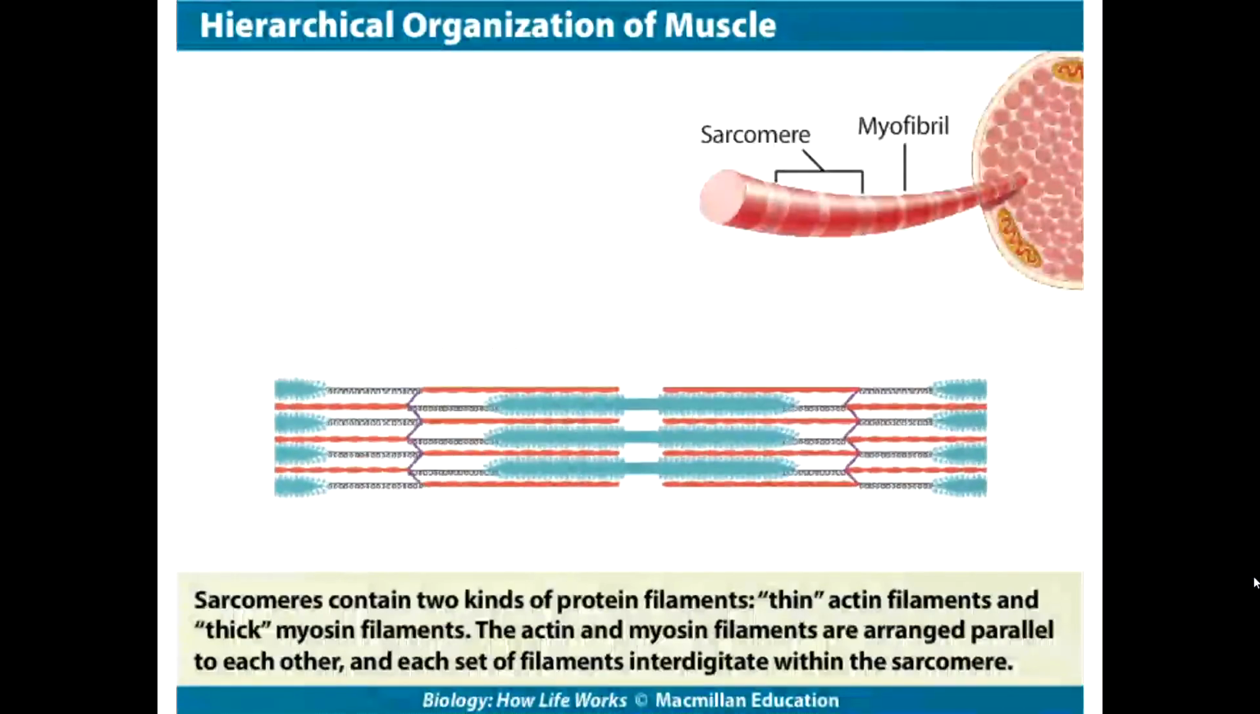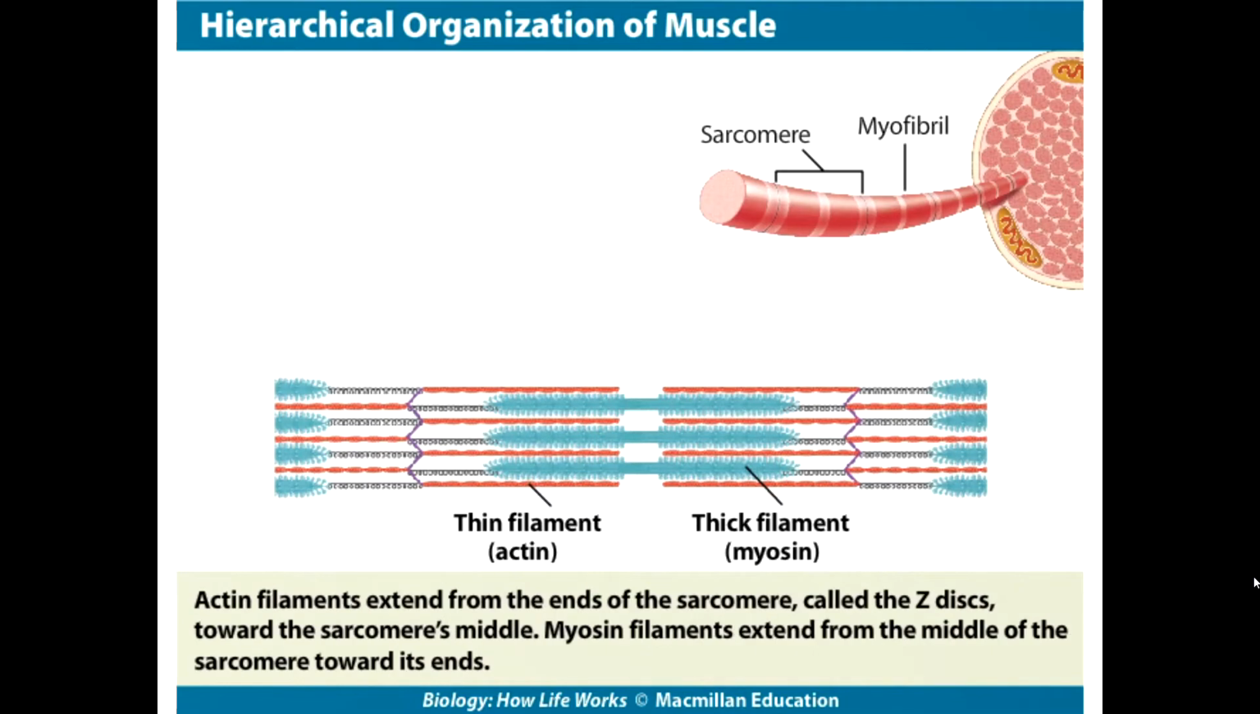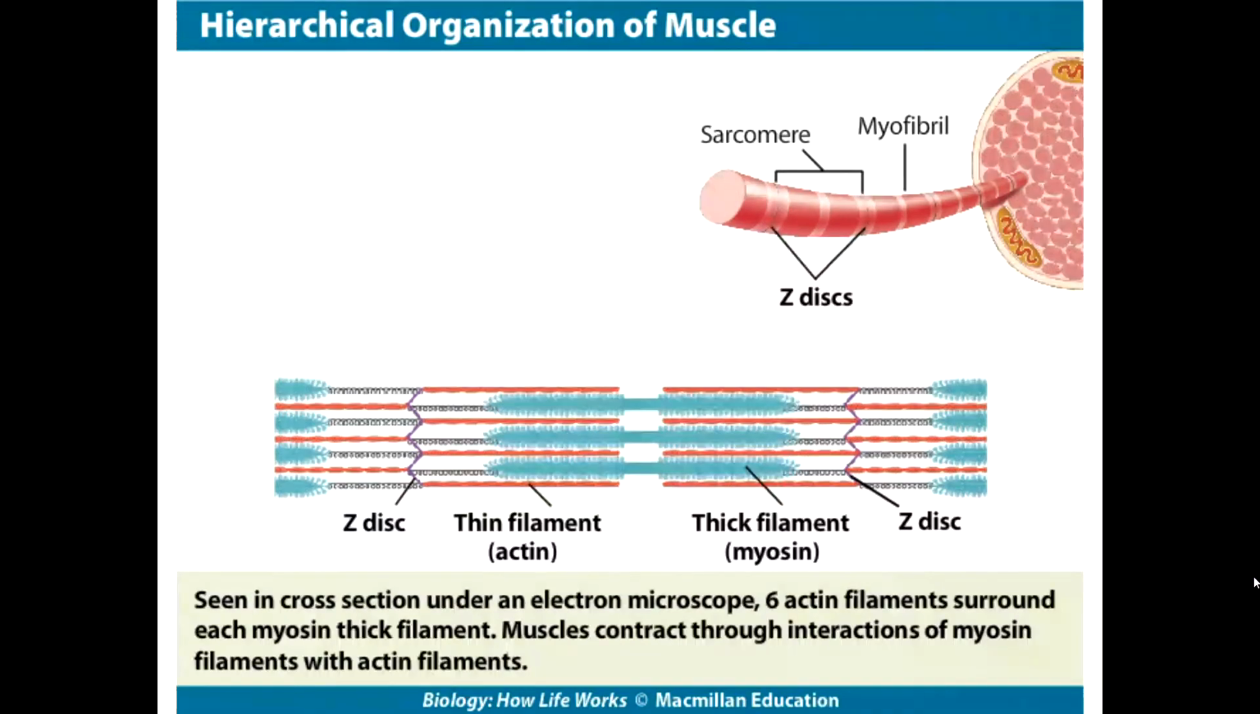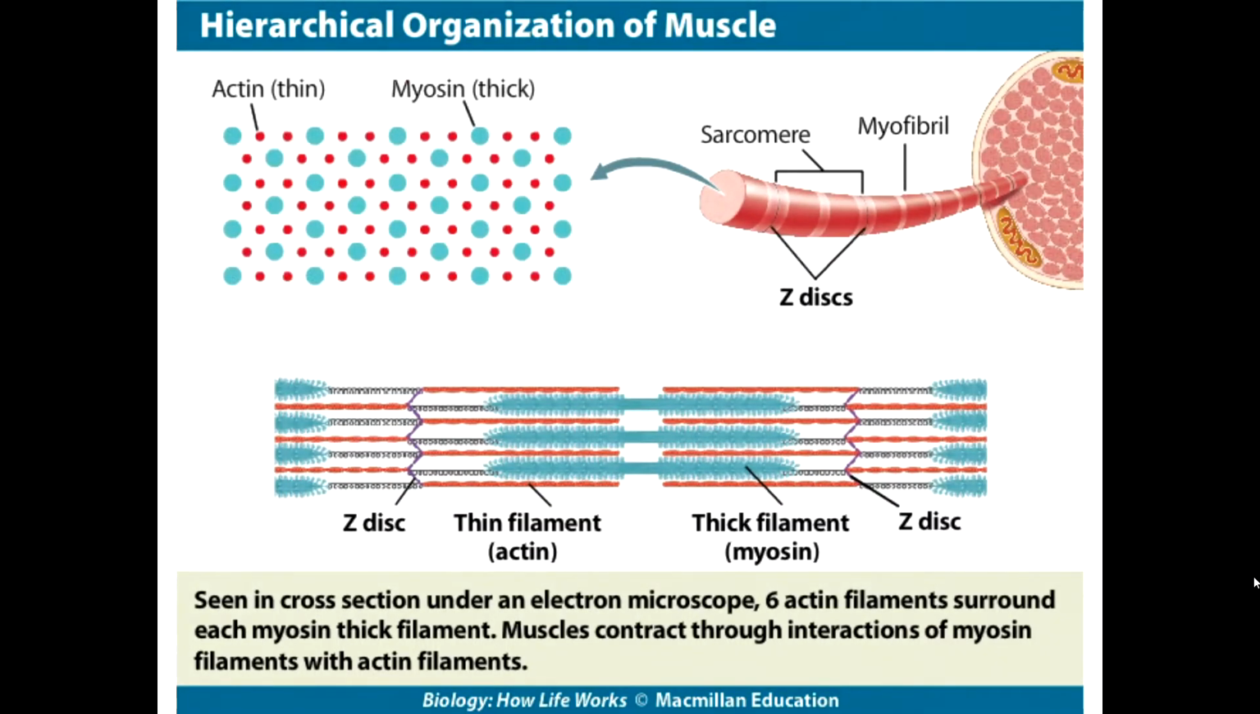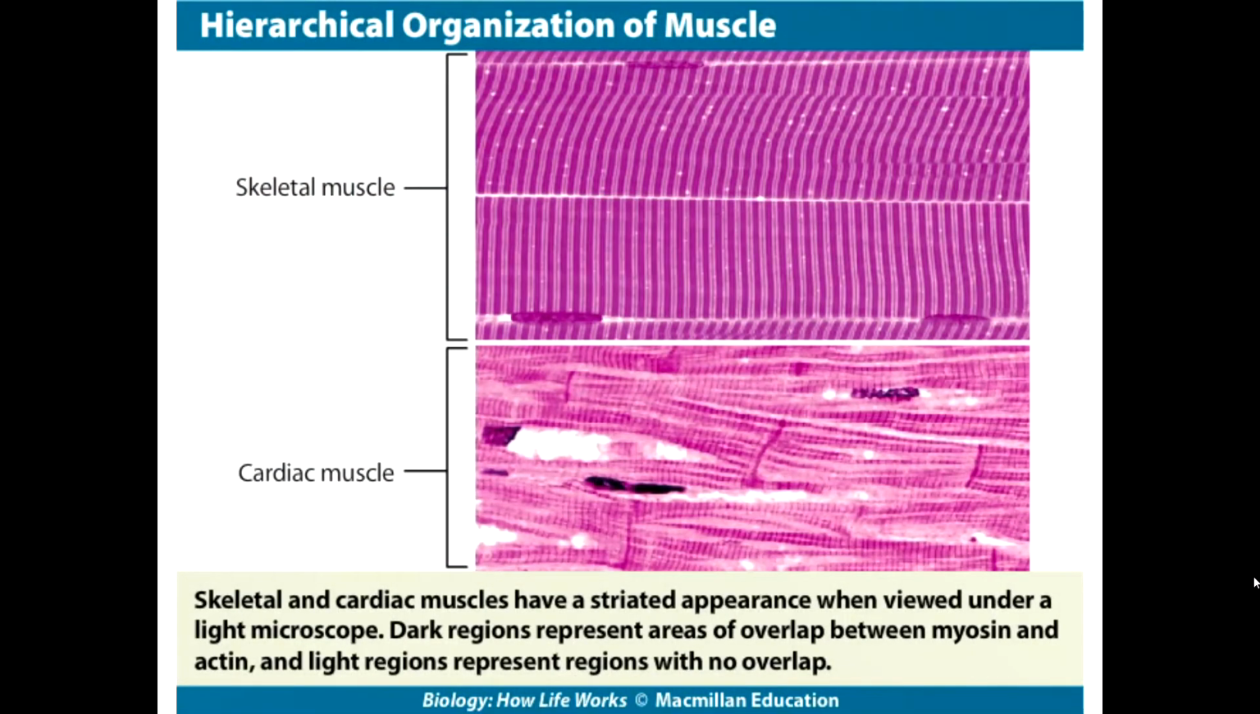Sarcomeres contain two kinds of protein filaments, thin actin filaments and thick myosin filaments. The actin and myosin filaments are arranged parallel to each other, and each set of filaments interdigitate within the sarcomere. Actin filaments extend from the ends of the sarcomere, called the Z-discs, toward the sarcomere's middle. Myosin filaments extend from the middle of the sarcomere toward its ends. Seen in cross-section under an electron microscope, 6 actin filaments surround each myosin thick filament. Muscles contract through interactions of myosin filaments with actin filaments. Skeletal and cardiac muscles have a striated appearance when viewed under a light microscope. Dark regions represent areas of overlap between myosin and actin, and light regions represent regions with no overlap.